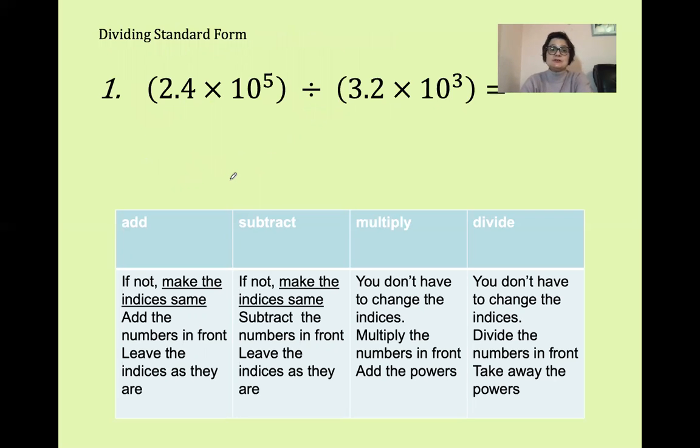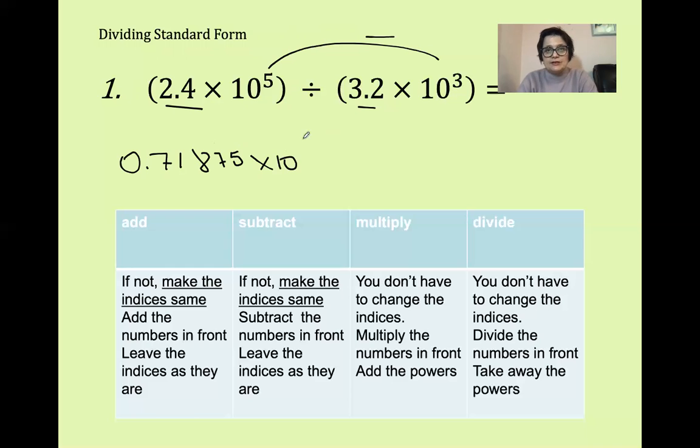And the next one, division, the rule is exactly the same. We divide the numbers in front, but instead of adding the powers, we're going to take away the powers. So divide the numbers in front, take away the powers. So 2.4 divided by 3.2, it is going to be 0.71. I'm going to write the whole answer as it is, 7.1875 times 10 to the power of 5, take away 3 is 2, so times 10 to the power of 2.